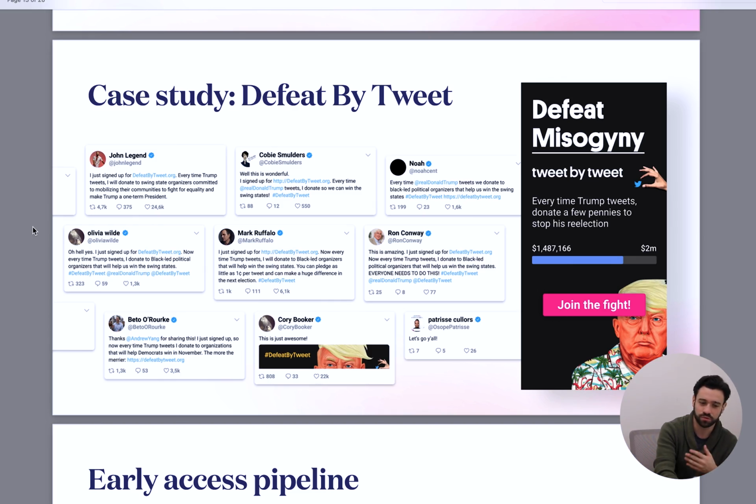This is just social proof after social proof after social proof, right? Where it's like, oh, did you notice that John Legend and Cory Booker and Mark Ruffalo are tweeting about us? Also trying to drop in some kind of traction evidence here, right? Like, oh, cool, they raised 1.5 mil. This is something real here.